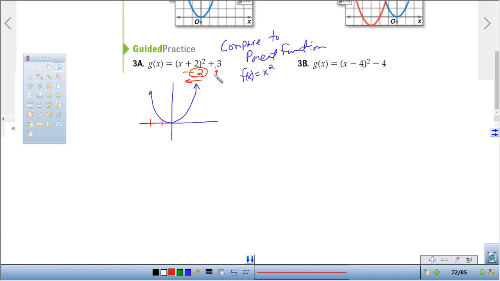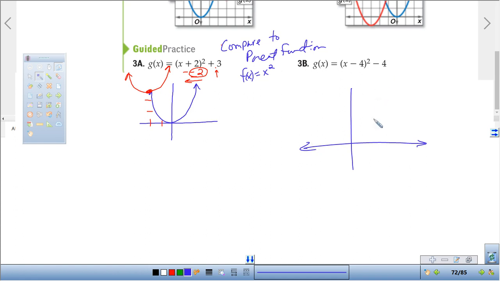Up 3. Good. So we're going to go 2 to the left and then 1, 2, 3-ish. Put my vertex here and then it opens up. Pretty cool? Not too bad, right? They're pretty easy, guys. They're not too bad. Let's try this one over here. Try this one all on your own.